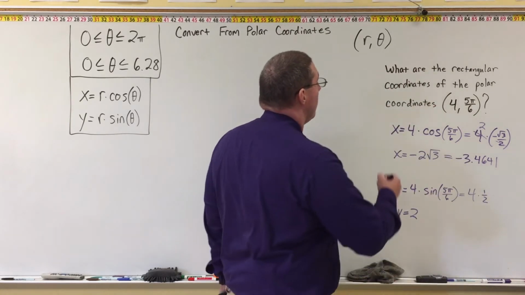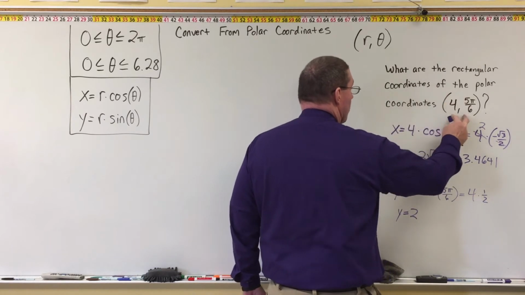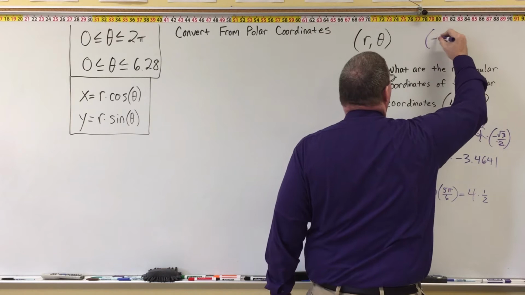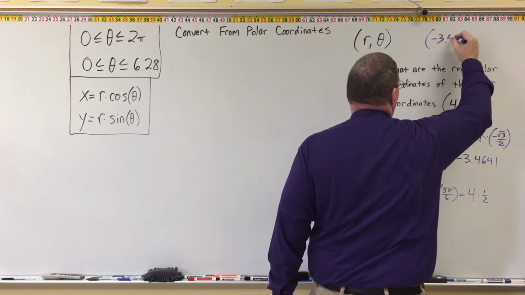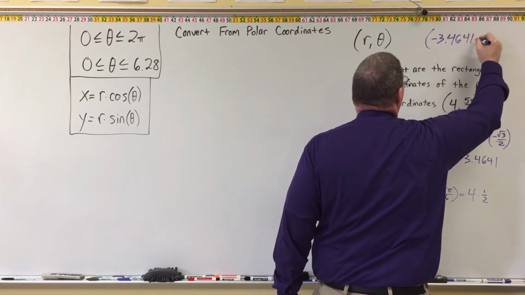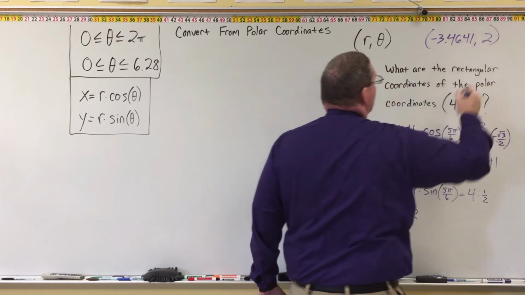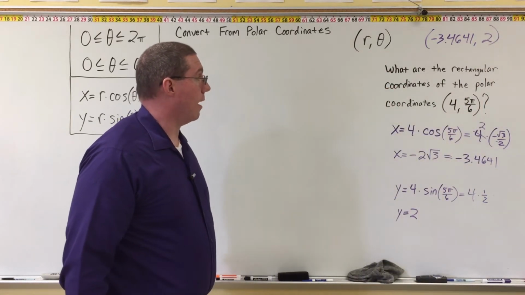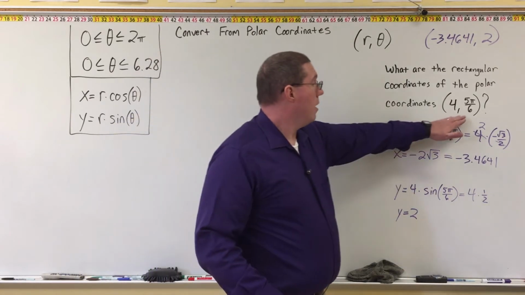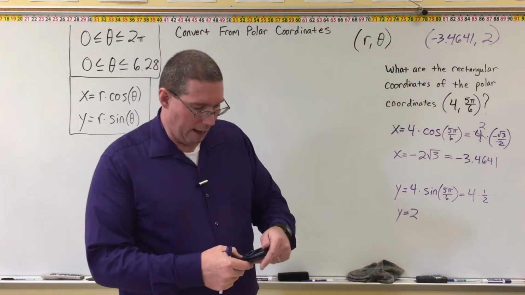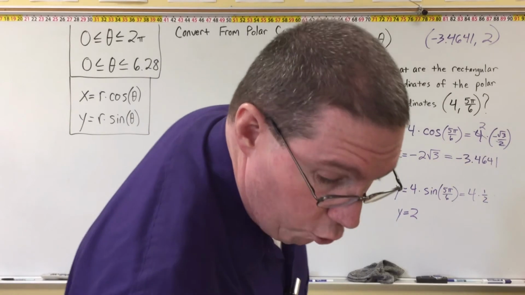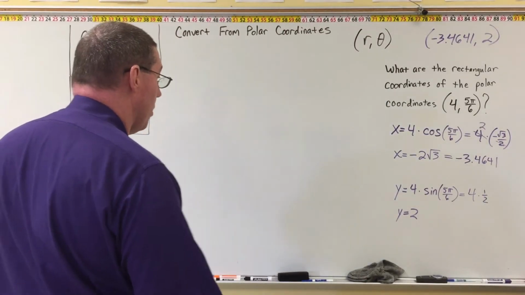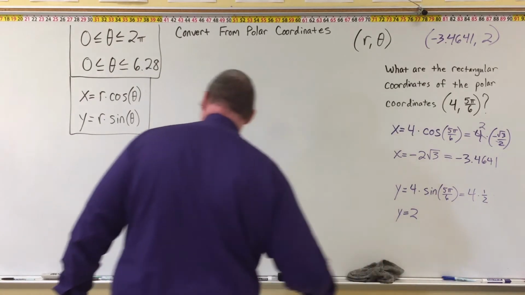And therefore, the rectangular coordinates of the polar coordinates 4 and 5 pi over 6 are negative 3.4641, comma 2. Okay? And those are the rectangular coordinate conversion of this. Now, what I'd like to do is graph this, or see what it looks like on the graph, to confirm graphically that this is the case.